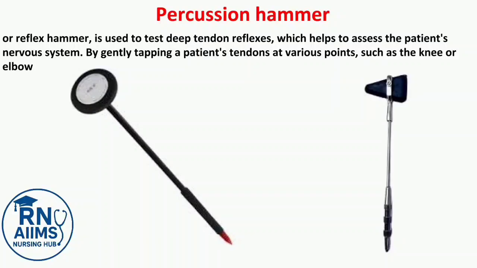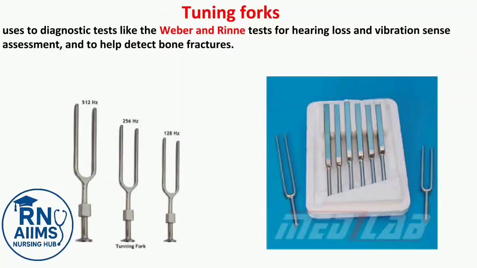Percussion hammer or reflex hammer is used to test deep tendon reflexes, which helps to assess the patient's nervous system, by gently tapping a patient's tendons at various points, such as the knee or elbow. Tuning forks are used for diagnostic tests like the Weber and Rinne tests for hearing loss and vibration sense assessment and to help detect bone fractures.